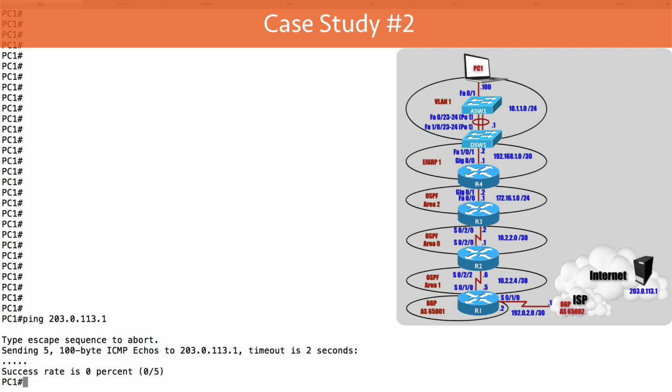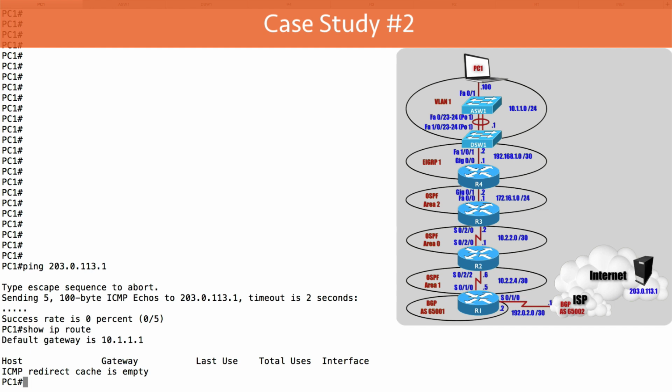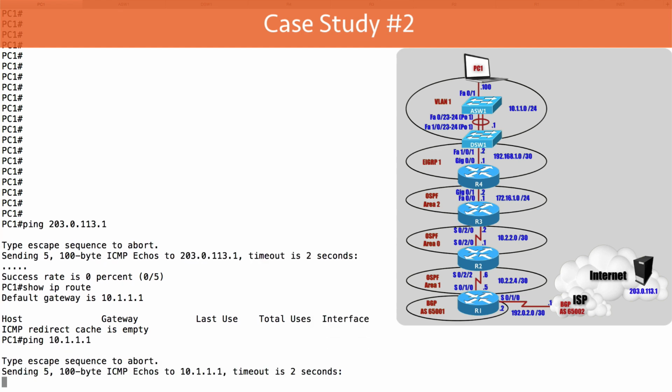Now, using the strategy we saw in our last case study, I'm going to start to follow the path. Let's first see if I can get to my default gateway. Let's do a show ip route. This will tell me that my default gateway is 10.1.1.1. That's correct. Can I ping 10.1.1.1? Those pings are failing as well.